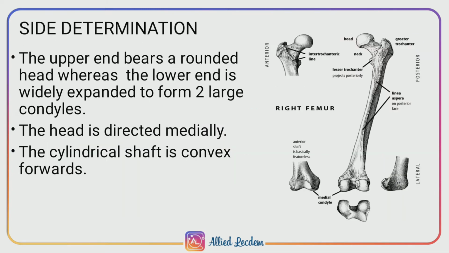Next is the side determination of the femur bone. The upper end bears a rounded head, whereas the lower end is widely expanded to form two large condyles. The head is directed medially, whereas the cylindrical shaft is convex forward.